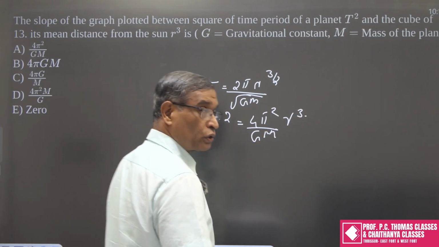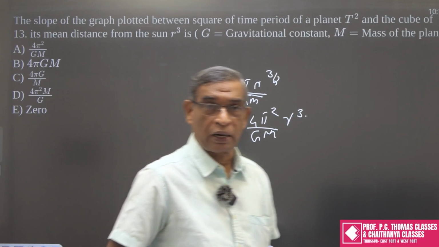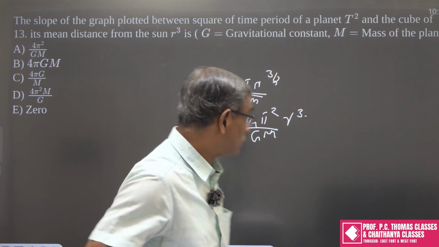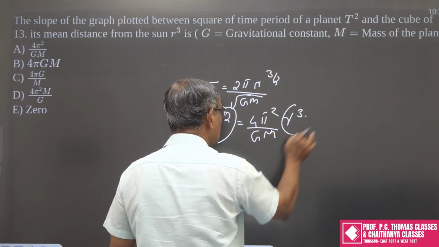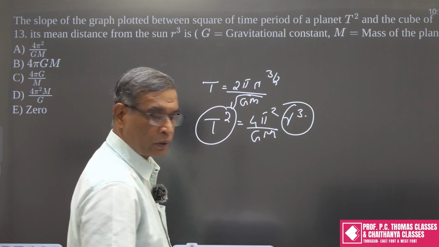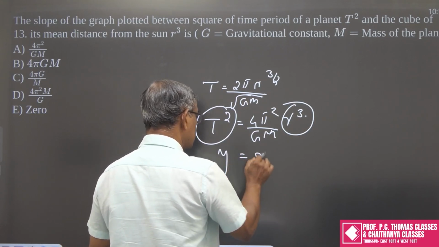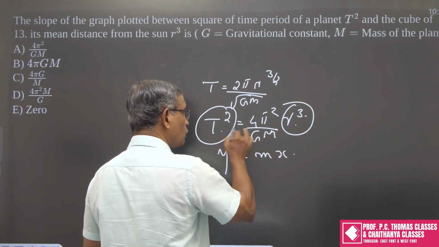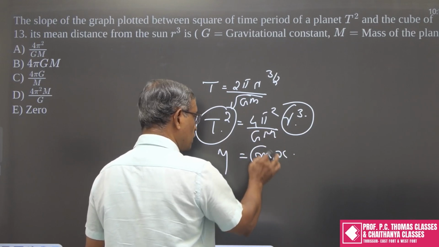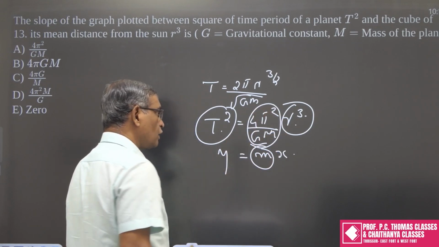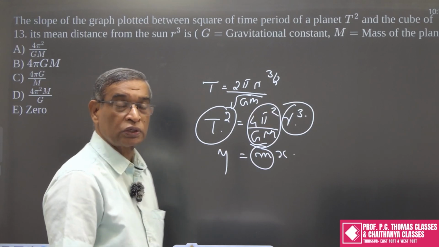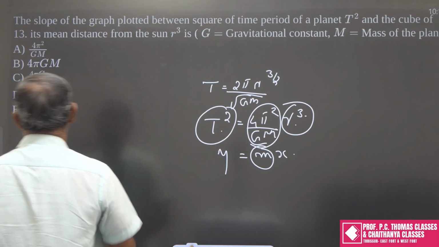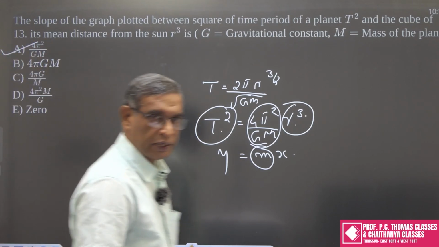Now here we are going to draw the graph connecting the variable and function. The function is T squared, and the variable is r cubed. So this is y equals mx, where y is T squared and x is r cubed, and therefore the slope is m. Comparing, the slope is 4π² by GM. So the slope of that graph is given by 4π² by GM. So the option is E.